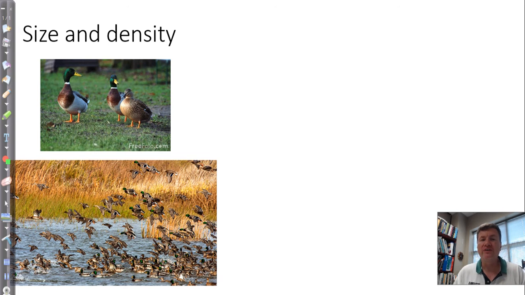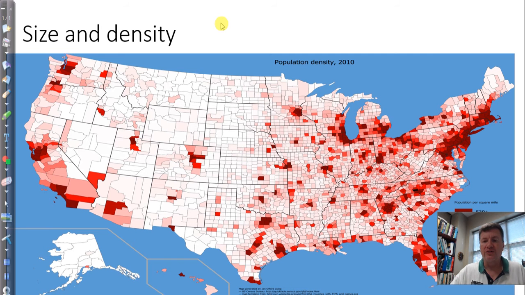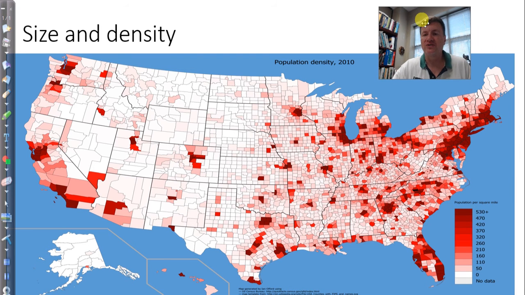So the number of individuals does matter a lot, as does density. Density is the number of individuals you have in a given area. Now let me just show you this map. This is showing you the density distribution of the United States population in 2010. The darker the color, the more dense. That is, when you're at this very dark color, there's more than 530 people per square mile. When you're looking down here, you're saying 110.